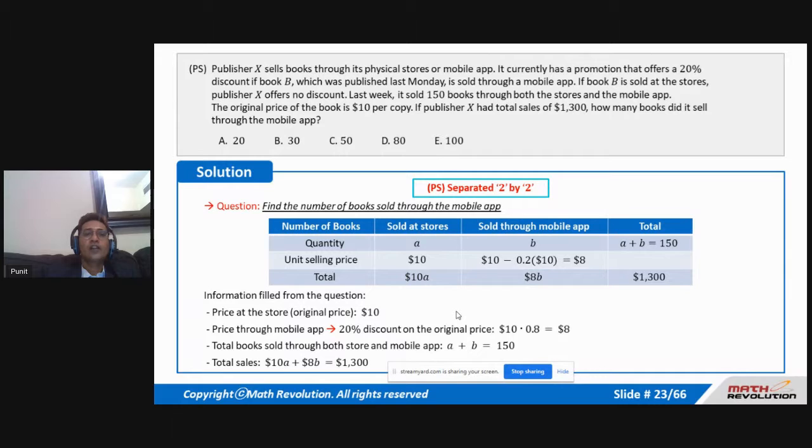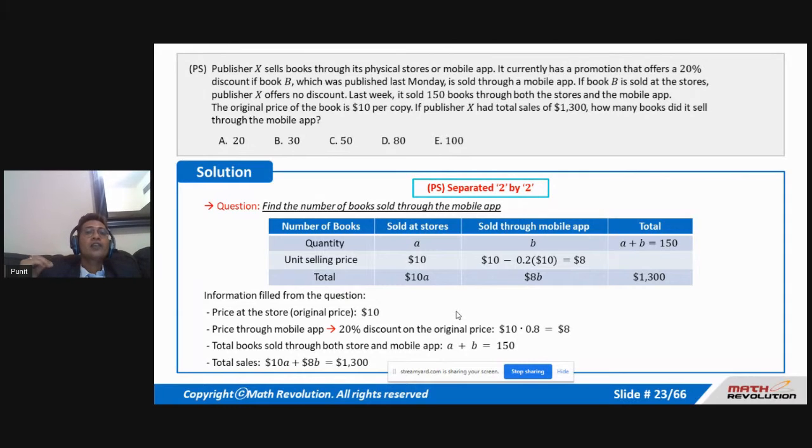For the total value: if one chocolate costs $10, for two you would pay 20. That means you're multiplying, not adding. So the quantity gets multiplied by the unit selling price. Your A times 10 becomes 10A dollars, and B times 8 becomes 8B dollars. In the last line of the question, publisher X had total sales of $1,300. That's the total sales he has made, which means 10A plus 8B equals 1,300.